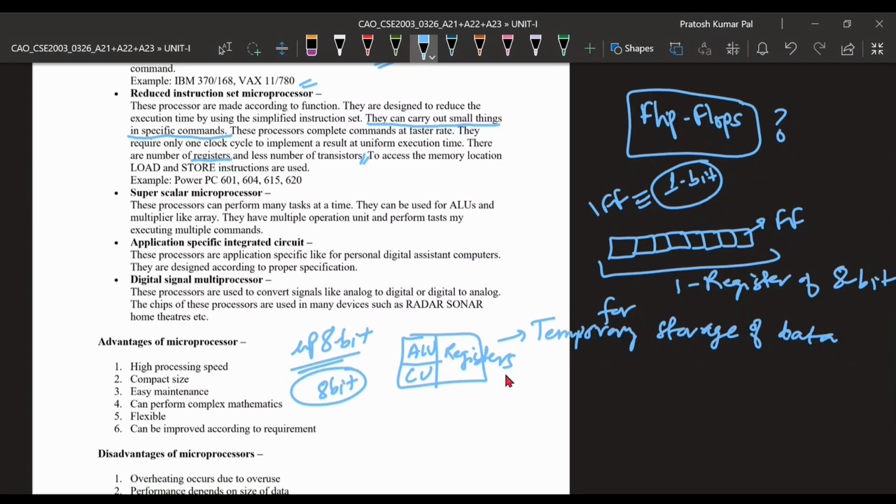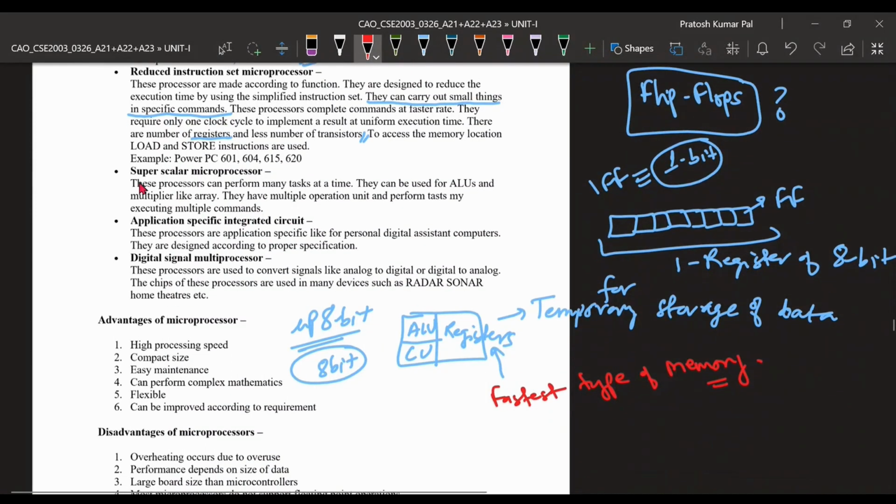And registers are the fastest type of memory. Among all the different memories, registers are considered the fastest. Even if we consider RAM, ROM, hard disk, SSD, all of these are memories, but registers have the fastest speed. You can just think of it and note it down.